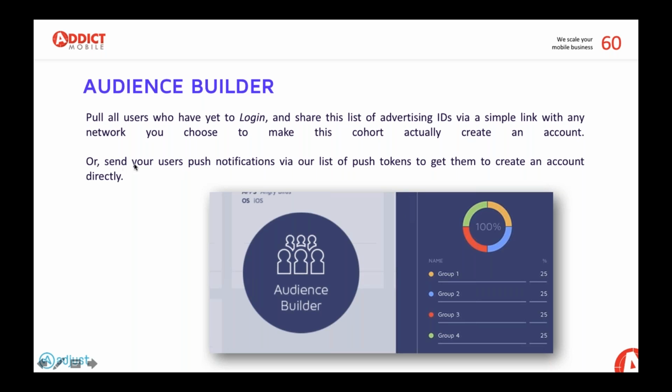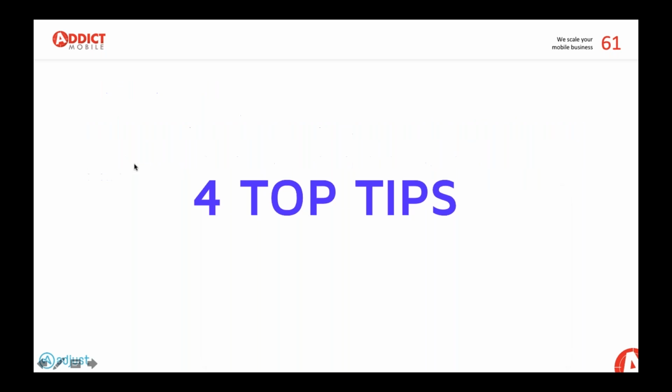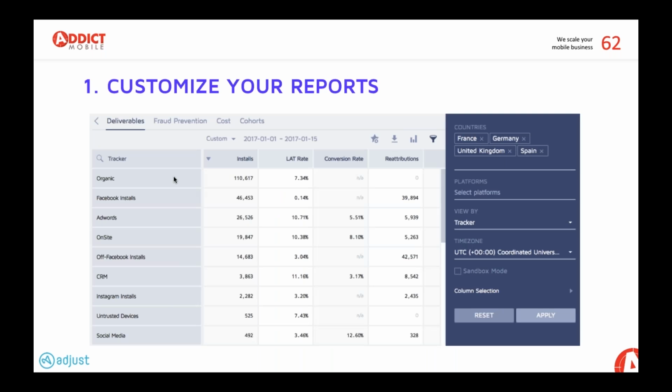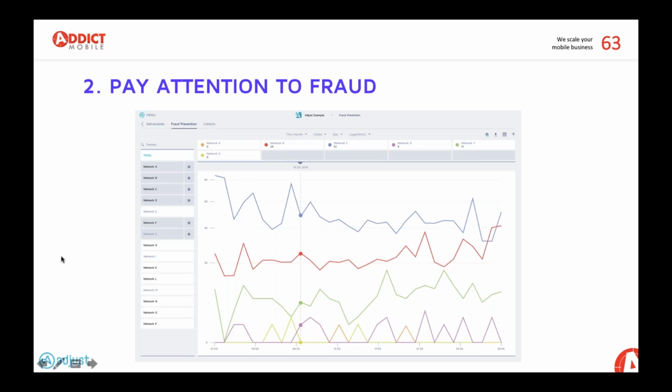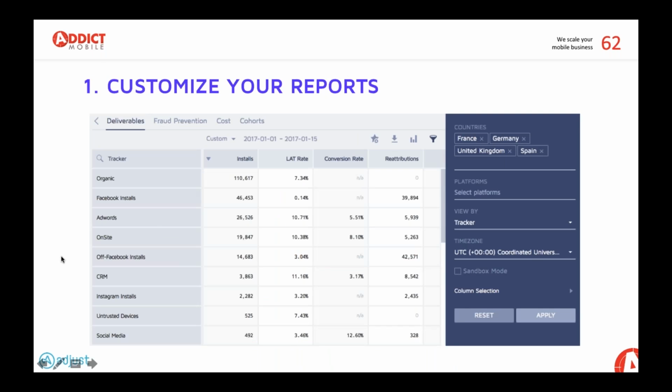We would like to share a few tips on how to use Adjust. First of all, customize your reports. We offer several types of reports, and each one of them has filters that allow you to filter the data by country, or to view the data by source, by date, or by platform, so that, for example, you can see the difference between iOS and Android.